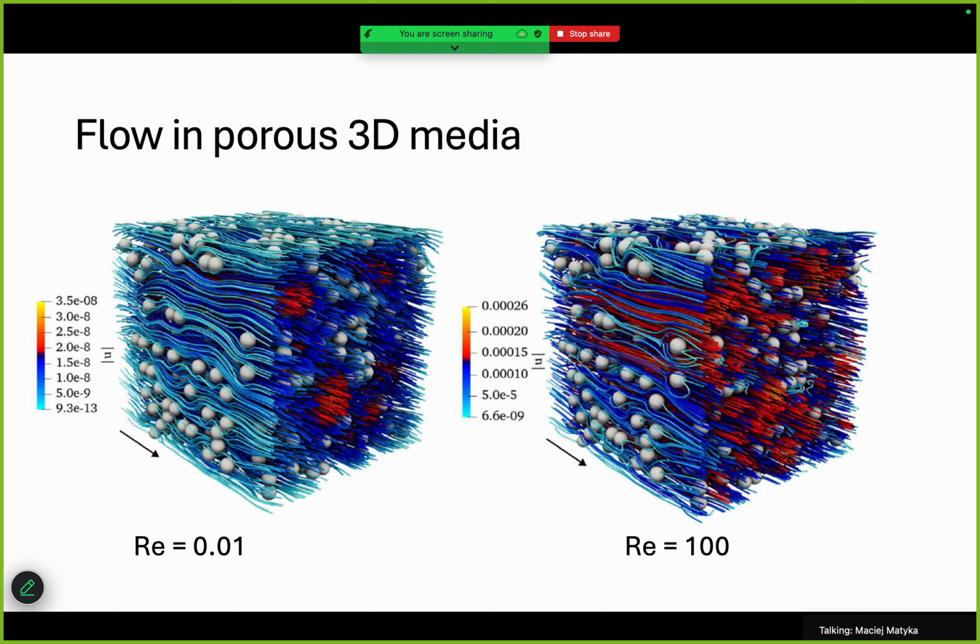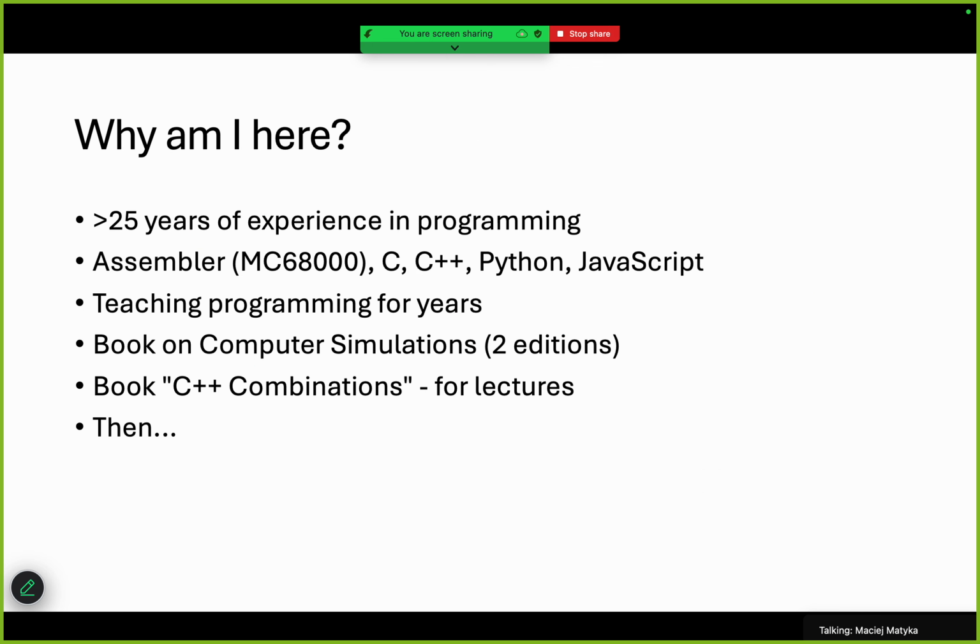And I'm showing this to show you the origin of all the thoughts that I have in my mind now. And the reason I'm here and I'm trying to give you this talk is that I have a lot of experience with programming. So I'm originally a programmer. I was always working with assembler, C, C++, Python, JavaScript. I'm teaching programming. I also wrote a book about computer simulations and about C++.